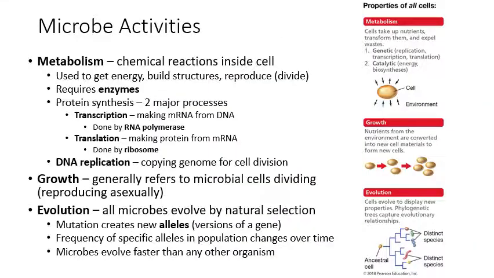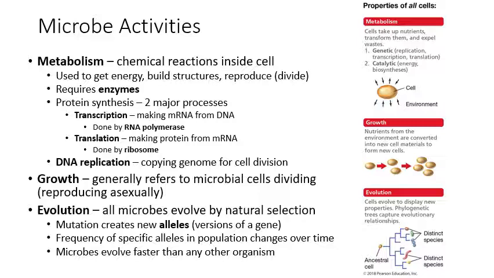Some of the activities that microbes have are metabolism, growth, and evolution. So all living things have these activities actually. Metabolism is just chemical reactions that occur inside the cell or that are carried out by an organism. So all of the chemical reactions that an organism does are together that organism's metabolism. The basic purpose of metabolism is to get energy for the cell or for the organism, and then also to use that energy to build structures in the cell so the cell can grow or the organism can grow, and ultimately so that that organism can reproduce or divide.